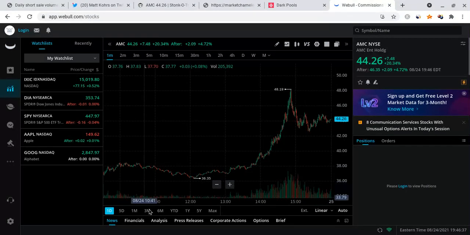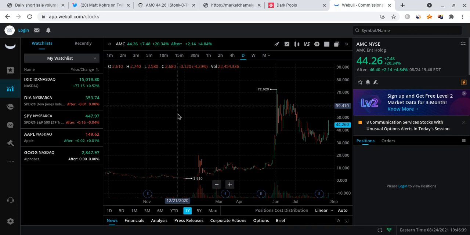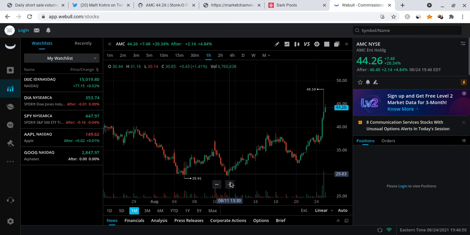A long time ago, the hedge funds were able to bring AMC down. Look, they pushed it from 72 down to as low as 42. But look at what's happening right now. They're pushing it down, but it still goes up. It has been stair-stepping its way up for the past few weeks.